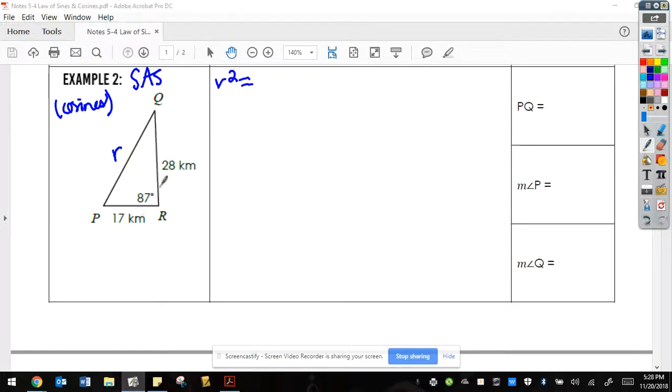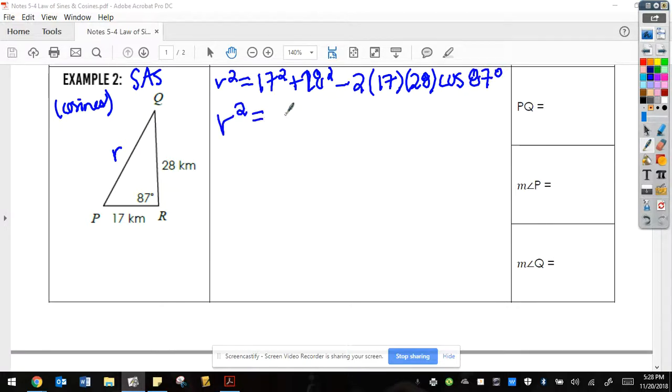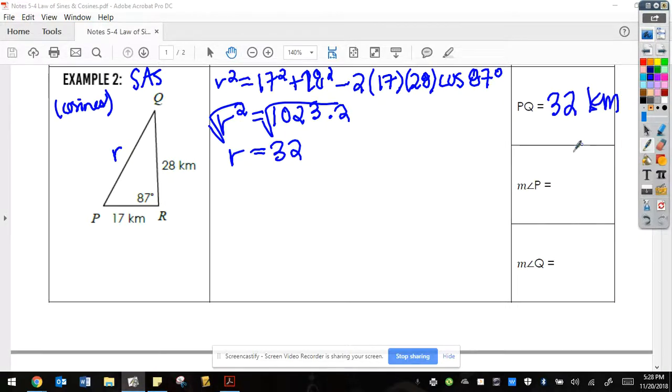It's r squared equals the two sides you're given. So 17 squared plus 28 squared minus 2 times your two sides times cosine of the angle across from the side you're looking for. So 87. All right, if you type all that in the calculator, you should get that r squared equals 1023.2. And if you square root each side, then you should get that r equals 32. So that means that PQ is 32, and our unit here is kilometers.